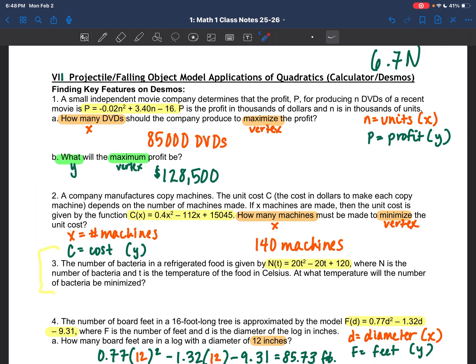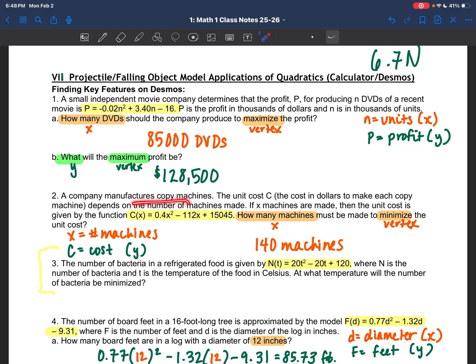A company manufactures copy machines. The unit cost C, which is the cost in dollars to make each copy machine, depends on the number of machines made. So this would be your Y value because it depends on whatever is being made. So that would be your X. If X machines are made, then the unit cost is given by this function. Now again, we've got X for a value, so those are Y equals. And then how many machines must be made to minimize the unit cost? Minimize is your vertex also, but just remember your graph's going to look like that instead.